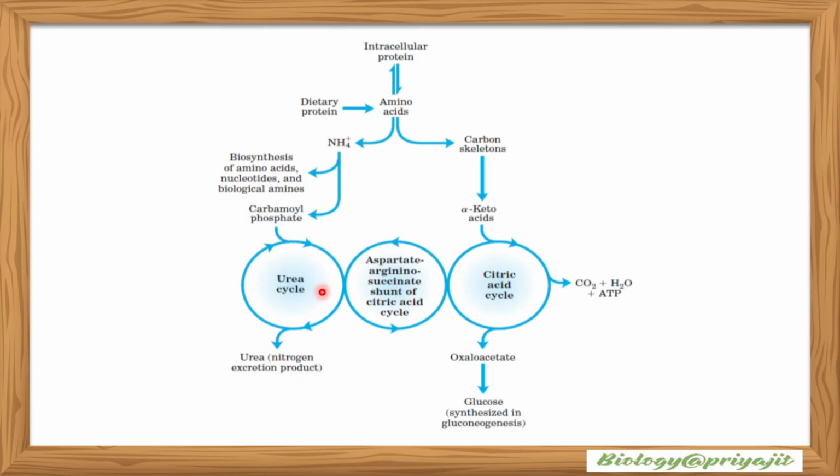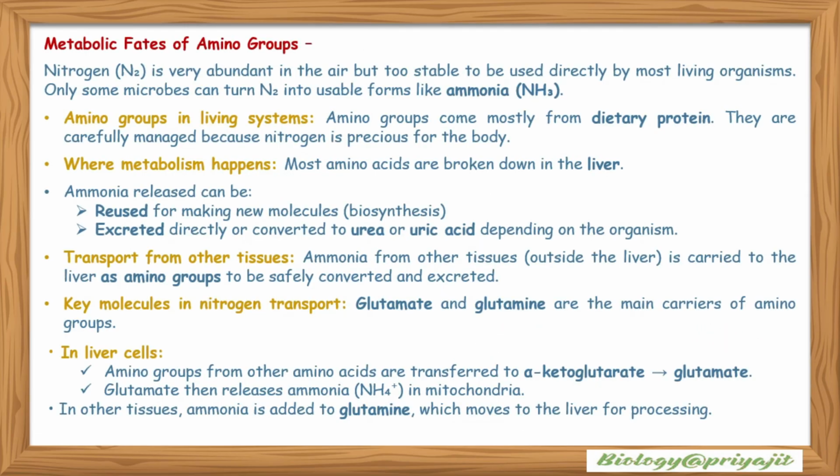The urea cycle is also linked with the citric acid cycle through the aspartate argininosuccinate shunt of the citric acid cycle. Again, the carbon skeleton of the amino acids will be converted into alpha keto acid and it will enter into the citric acid cycle. During the run through the citric acid cycle, it will produce carbon dioxide, H2O and ATP. After the citric acid cycle, it will also produce oxaloacetate, which will ultimately be converted into glucose by means of gluconeogenesis. So what are the metabolic fates of the amino groups of the amino acids?